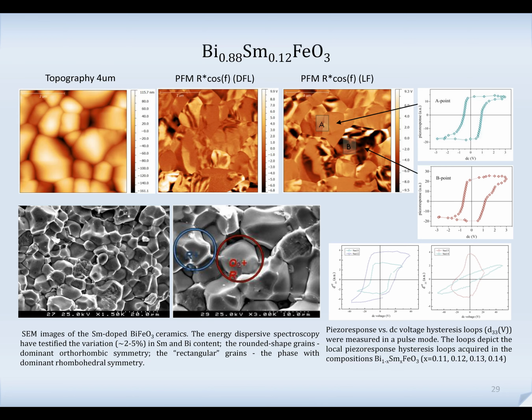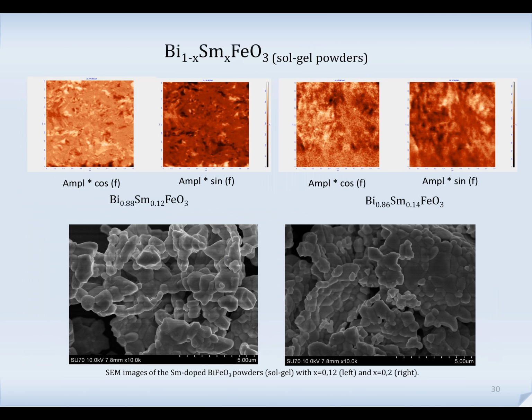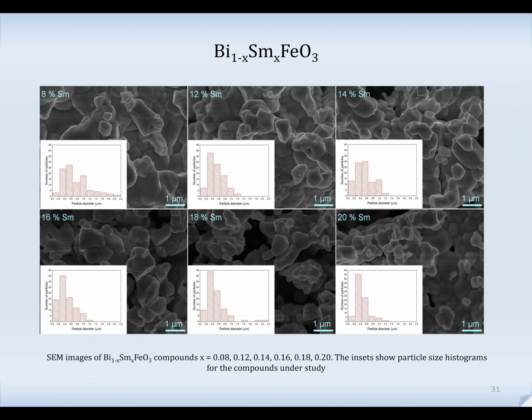For sol-gel compounds, the PFM gives us a bit smeared picture. We cannot associate particles and PFM domains, because the particles are really small. Using SEM methods, we can estimate this. The average size decreases with dopant content, and the average size is a few hundred nanometers. This is important in terms of phase coexistence and in terms of magnetic properties.